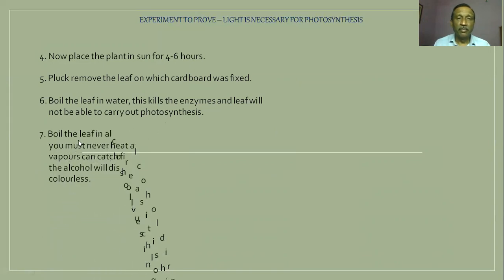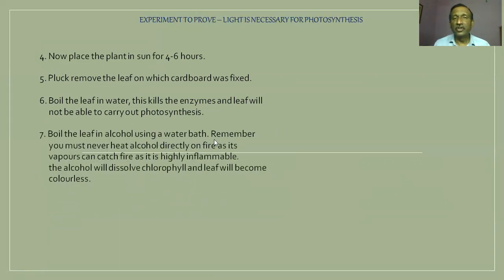Next is boil the leaf in alcohol using a water bath. We have to take a beaker with alcohol, half full, and then this beaker is put into another trough in which some amount of water is there, and then it should be boiled.